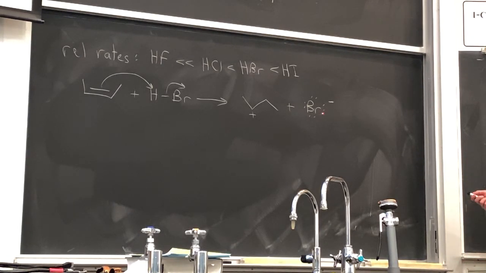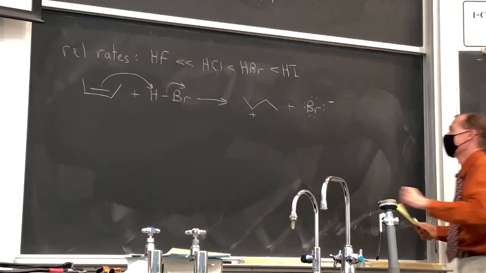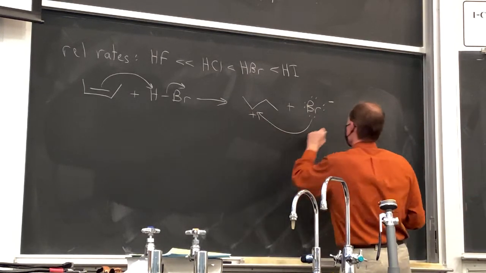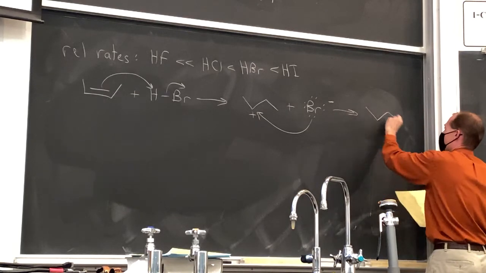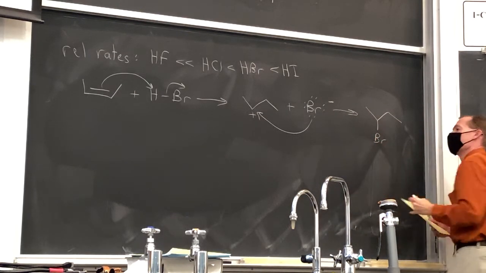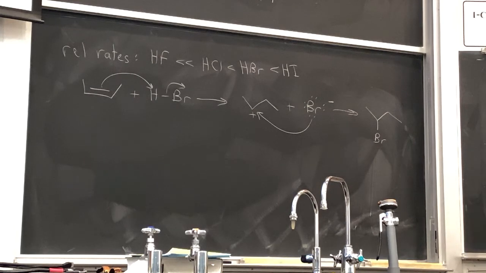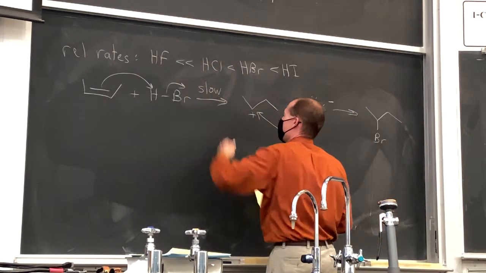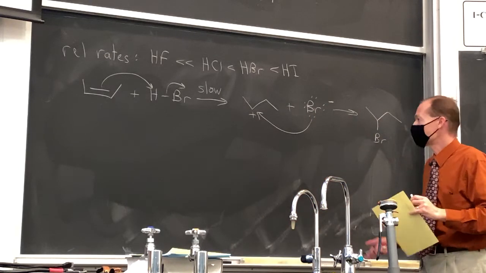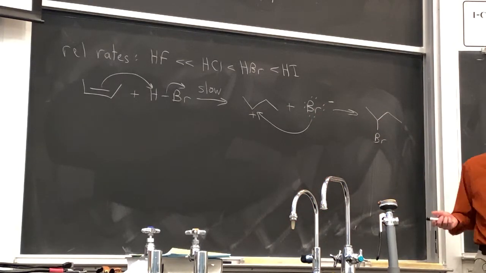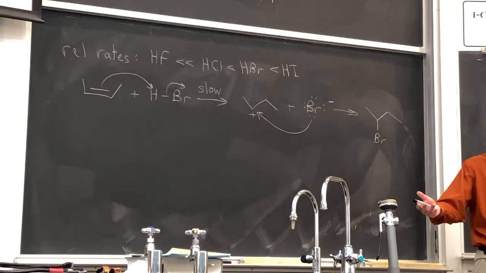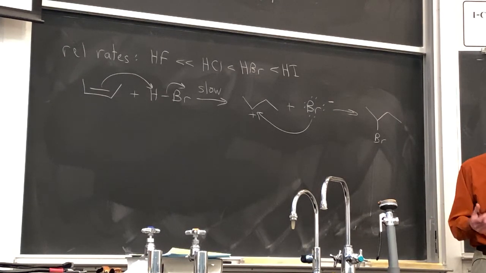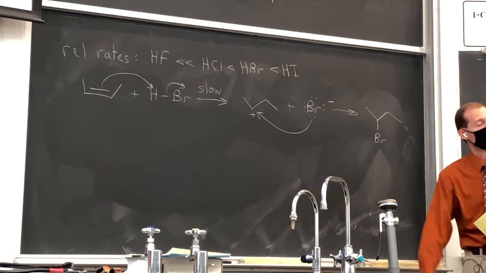Yeah, the halide will just act as a nucleophile and attack our carbocation. And that will give us our alkyl halide. So this mechanism is consistent with our rate data. Which of these two steps is going to be our rate determining step? Step 1. We know that forming carbocations is slow. So we know that's going to be our rate determining step. And so our HX species is acting as an acid in the rate determining step, so it stands to reason that the stronger acid would react faster.